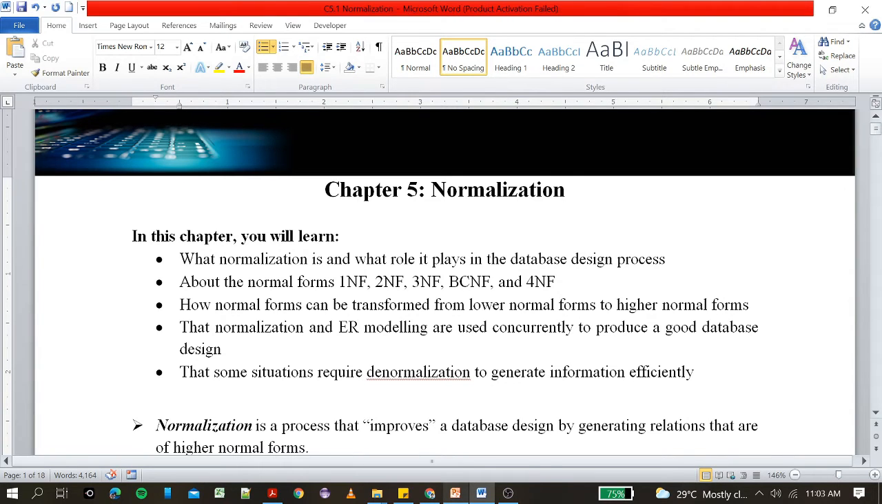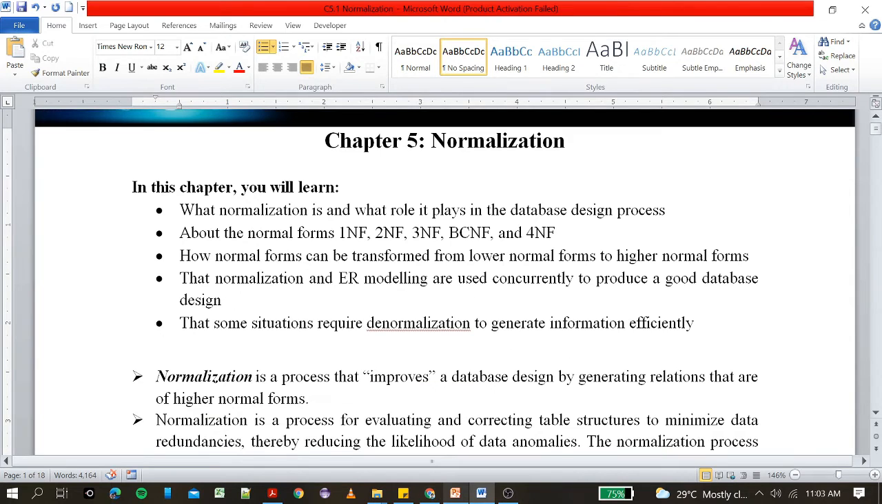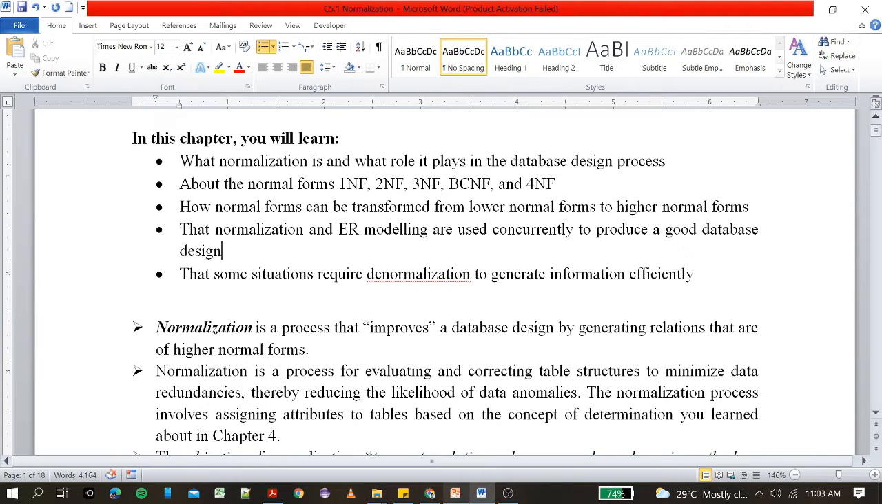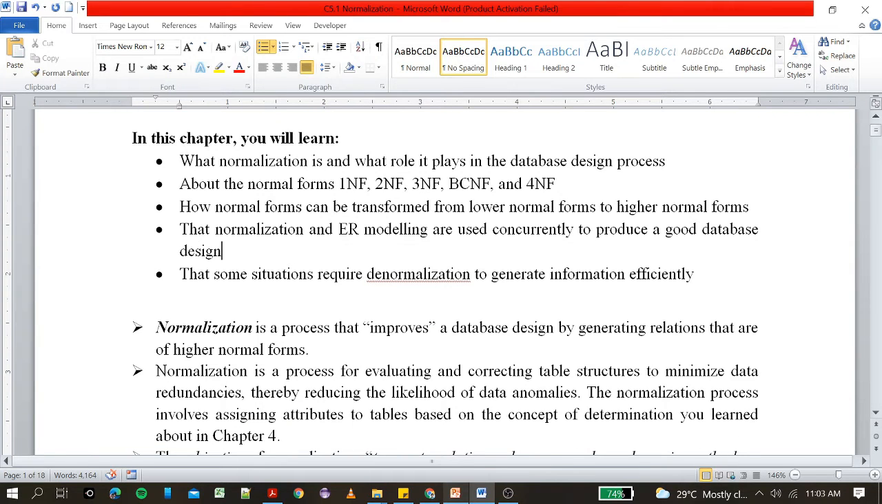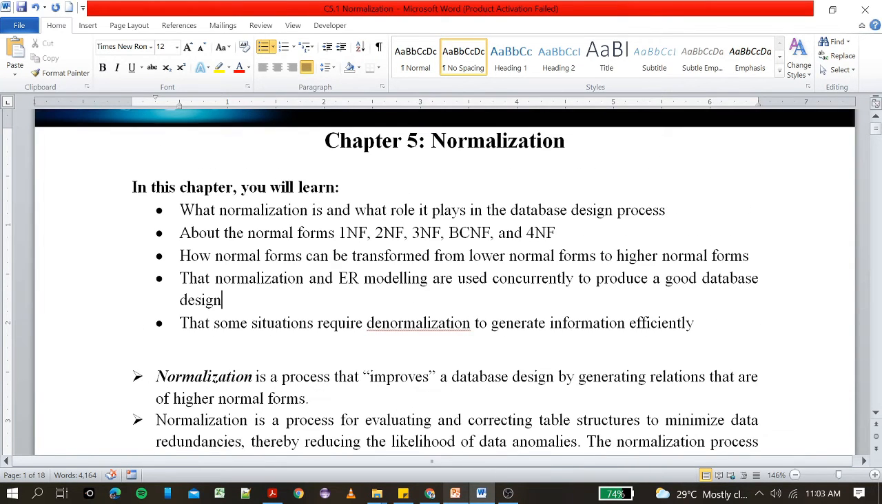Then, how normal forms can be transformed from lower normal forms to higher normal forms, and that normalization and ER modeling are used concurrently to produce a good database design, and lastly, that some situations require denormalization to generate information efficiently. Okay, so that's it. So let's start with the normalization.